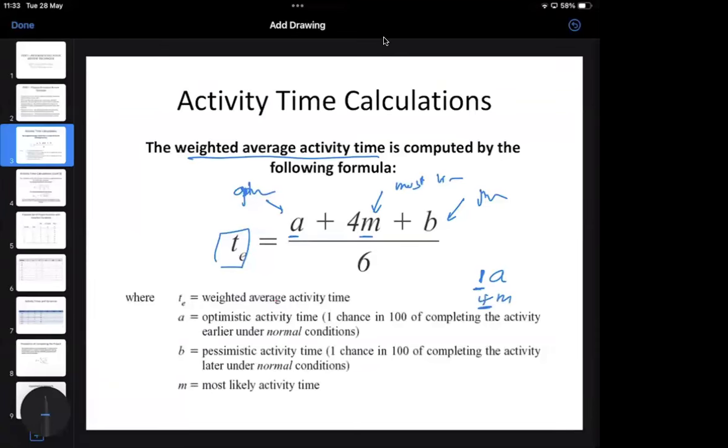Then the weight given for the most likely time is 4. B, what is the coefficient of B? Even though we haven't written the coefficient in front of B, it is 1.